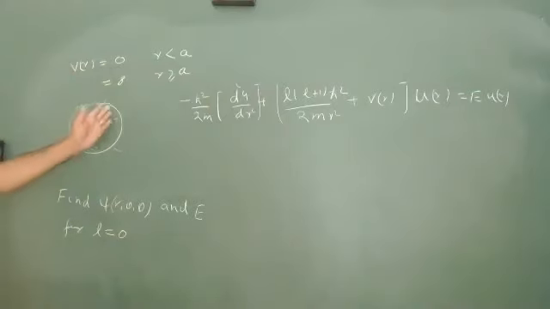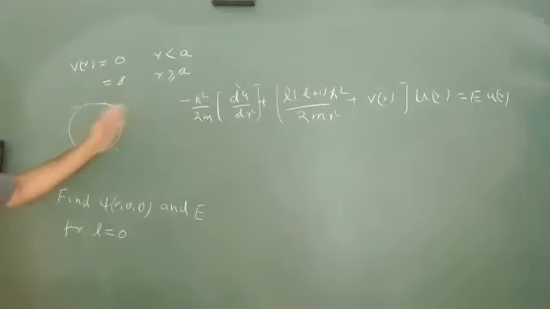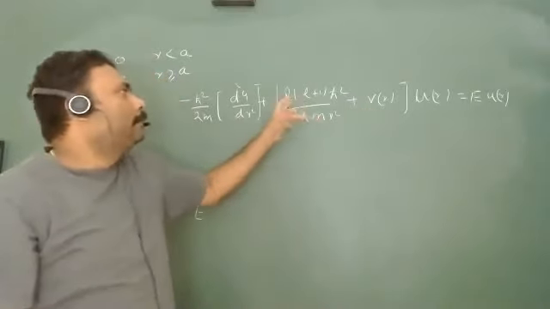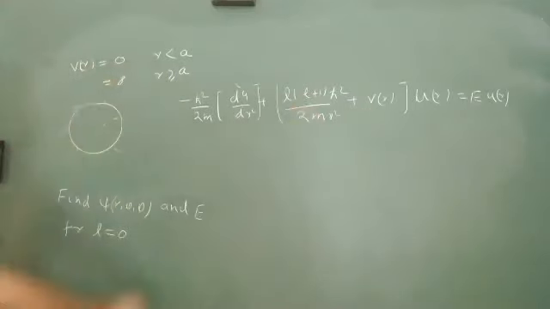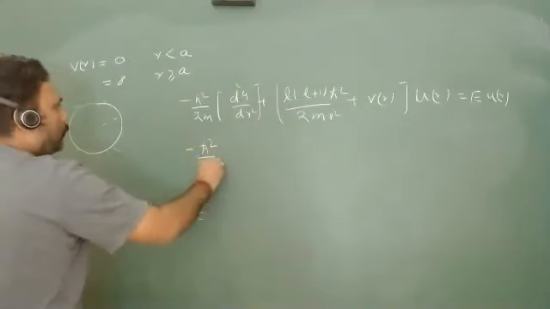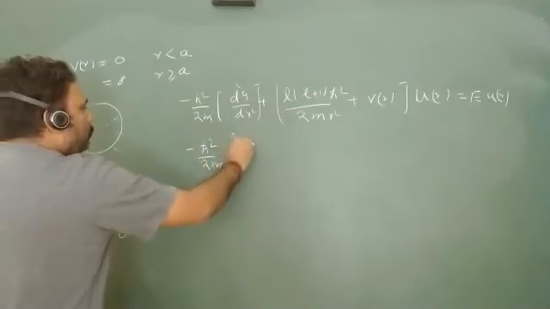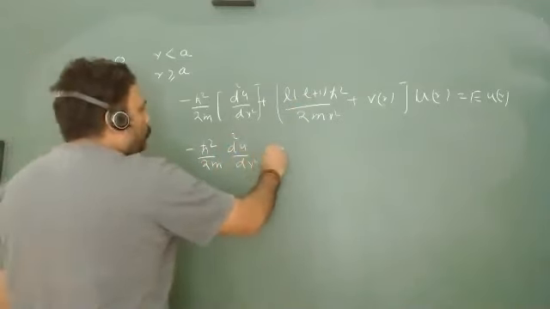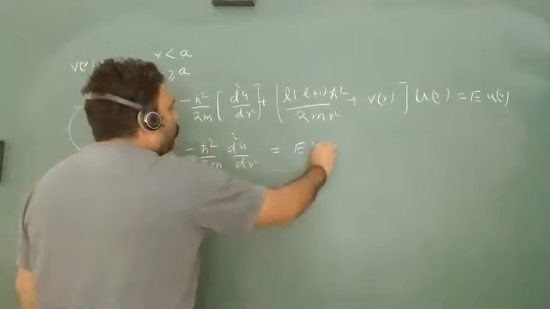And you know that if potential is infinite, then the wave function is 0. So u is equal to 0 even at r equal to 0. So you have not bothered about this. Inside this, your potential is 0, and I have to solve for L equal to 0. So the solution is very simple: minus ħ² upon 2m d²u upon dr² must be equal to E u(r).